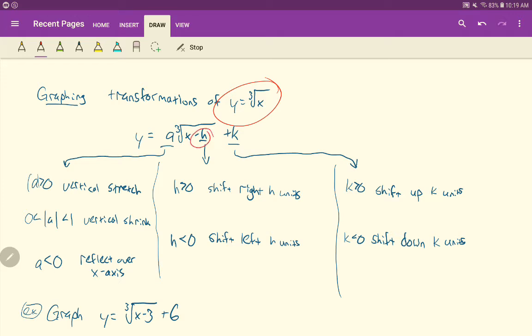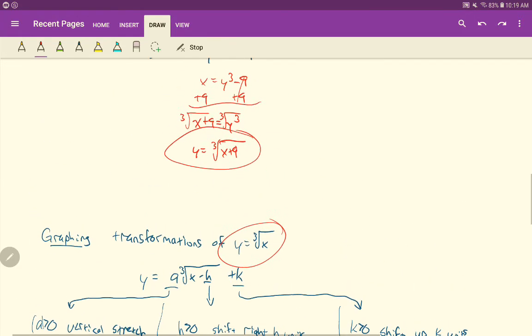With minus h right there, that's a shift right if h is positive. So if we are subtracting a positive number here, then we are shifting right h units. And if we subtract a negative number, remember that's really adding a positive. So if you see plus h, or minus negative h, that's a shift left that many h units. And finally over here, k. If we add a positive k, our graph will go up that many units. And if we're going to shift down, that means k will be less than 0.